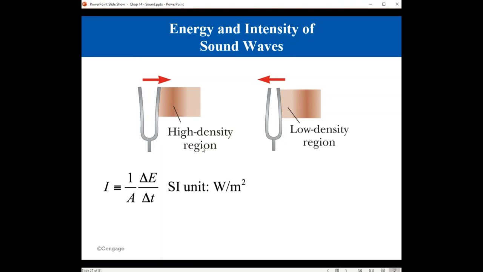and therefore we may define the intensity as the power per unit area, and the power can be derived from the energy per unit time, delta E divided by delta T. This is the power. We divide this by the area in order to get the intensity. The unit for the intensity is watt per square meter. Watt is the unit for power, and square meter is the unit for area. So in general, the intensity can be calculated from the power per unit area.